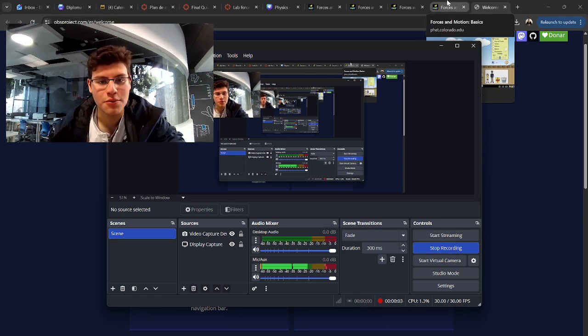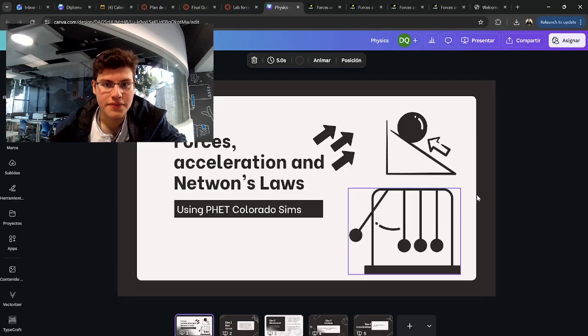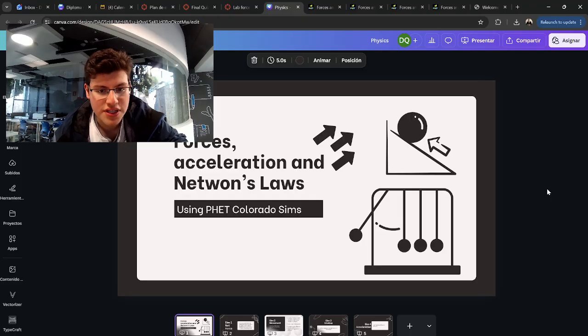Hello, and today we'll be talking about some physics topics. So let's get going. Firstly, we're going to talk about forces, acceleration, and Newton's laws using PhET Colorado simulators.